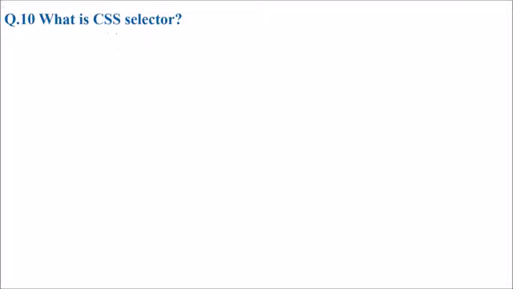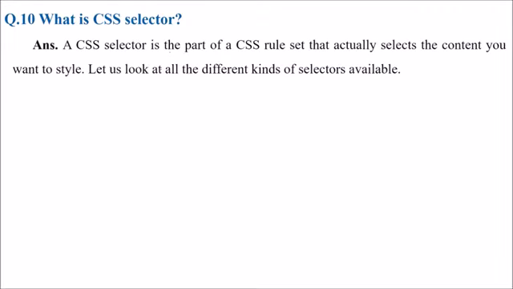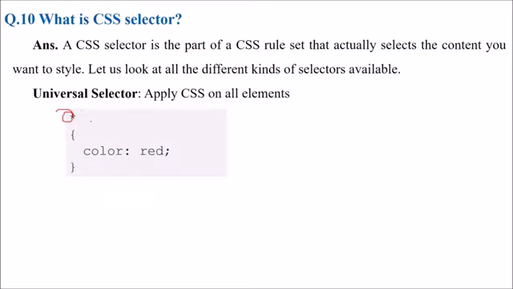What is the CSS selector? A CSS selector is a part of a CSS rule set that actually selects the content that you want to style. Let us have a look at all the different kinds of selectors which are available. You have a universal selector. This applies CSS to all elements. This star suggests that it is a universal selector. All will have color red.